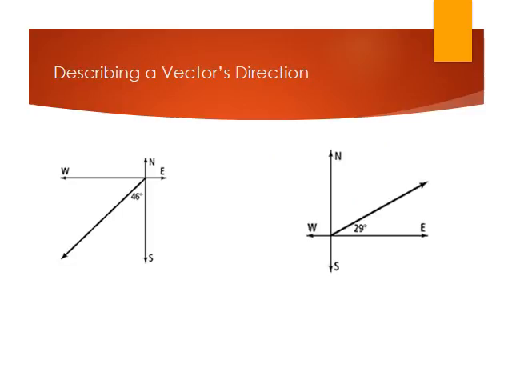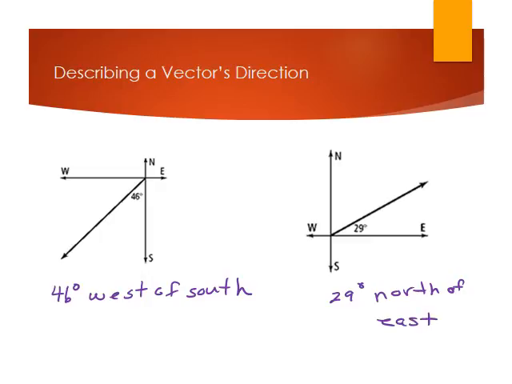When I talk about direction, we're going to talk about it in terms of north, south, east, and west, and the degree. So this first example here is 46 degrees west of south, because that's the direction it's going. Here, this is 29 degrees north of east. Okay. And that's how we talk about the directions with our vectors.